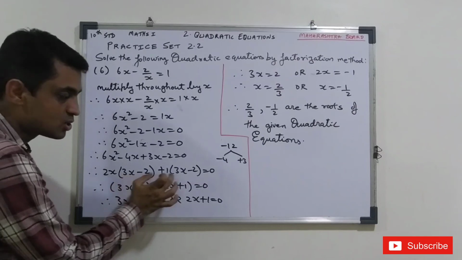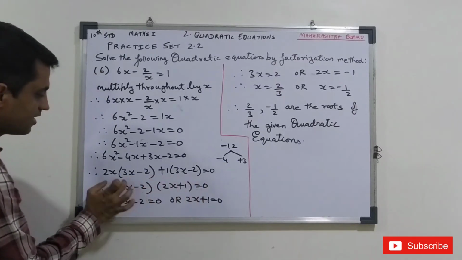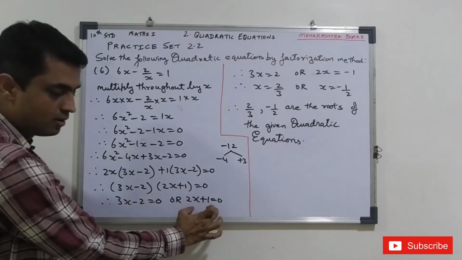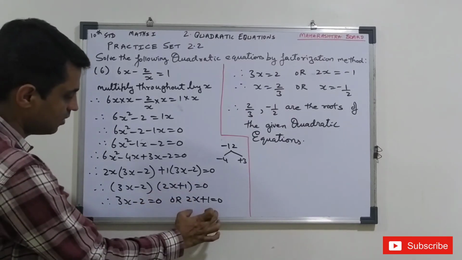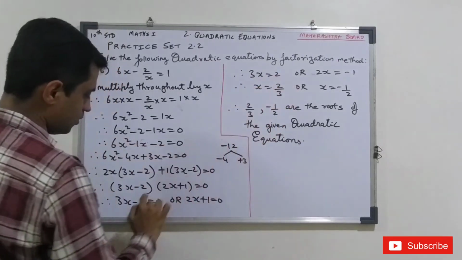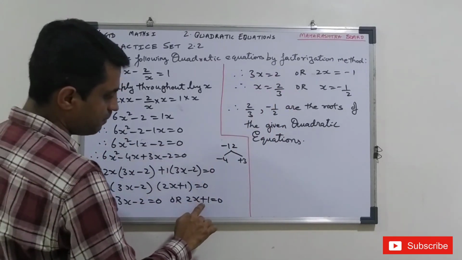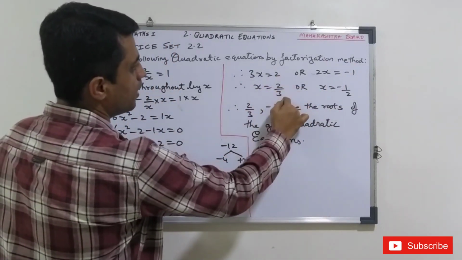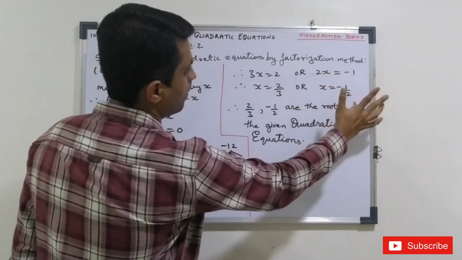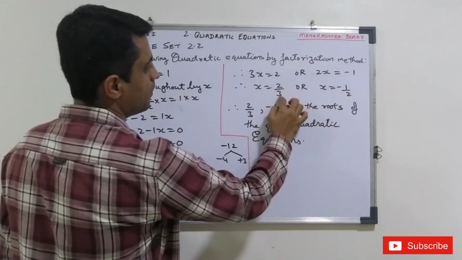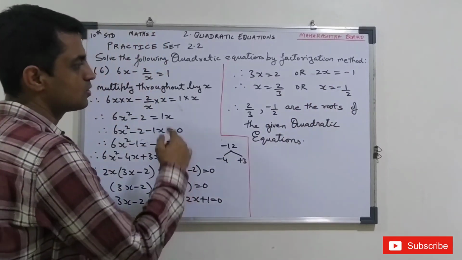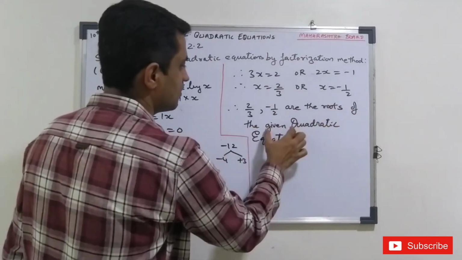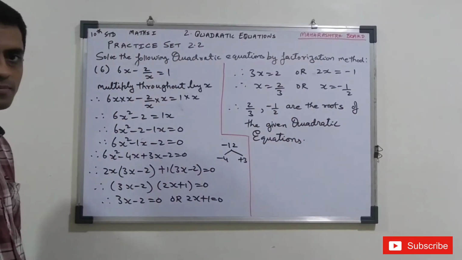Now 3x minus 2 is common. What will be left? 2x plus 1. Then compare with 0. So same method, compare with 0. So we will get 3x is equal to 2, this minus 2 shifted here. Here my plus 1 shifted here becomes minus 1. So x is equal to 2 upon 3 or x is equal to minus 1 upon 2. So we get two answers, 2 upon 3 and minus 1 upon 2. So therefore, 2 upon 3, comma, minus 1 upon 2 are the roots of the given quadratic equation.